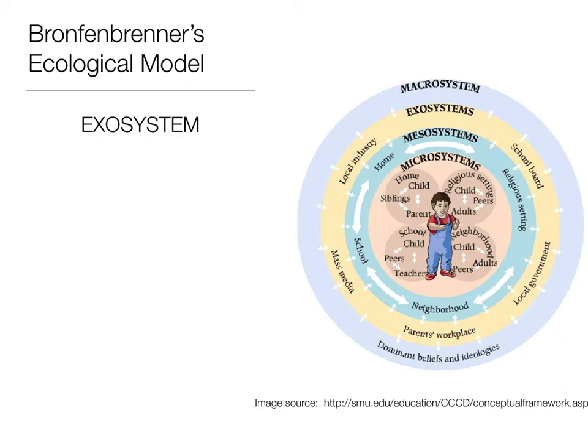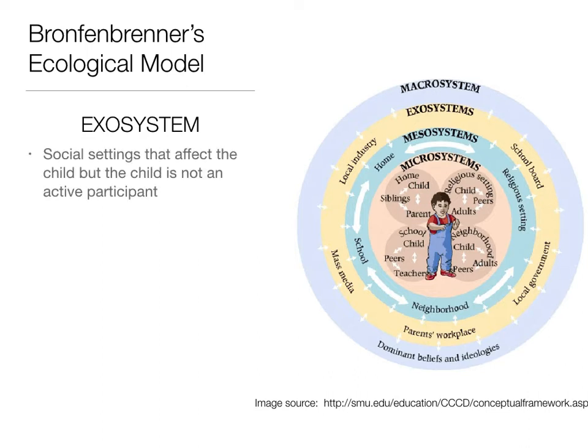The next one we have is that kind of yellow peachy line, the exosystem. And these are the social settings that can affect the child, but that the child's not a direct participant in. Local government, the parent's workplace. If parent's workplace is not great for parents and parent is coming home stressed, that's going to affect the child. The child's not going to the workplace. The child's not involved there. But that work environment affects the parent, which remotely then affects the child.